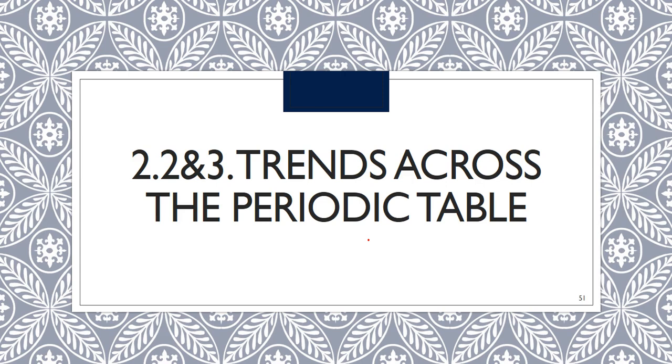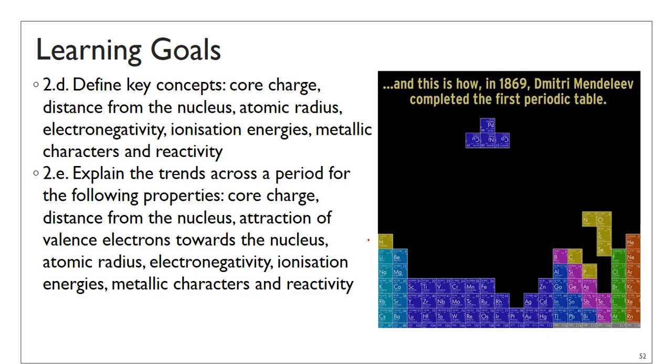Now, essentially, we started by looking at a few concepts. In this case, we looked at core charge and distance from the nucleus. And I think I'm going to divide this video into multiple parts. So this is the first part that is just going to talk about the attractions between the nucleus and the valence electrons a little bit.